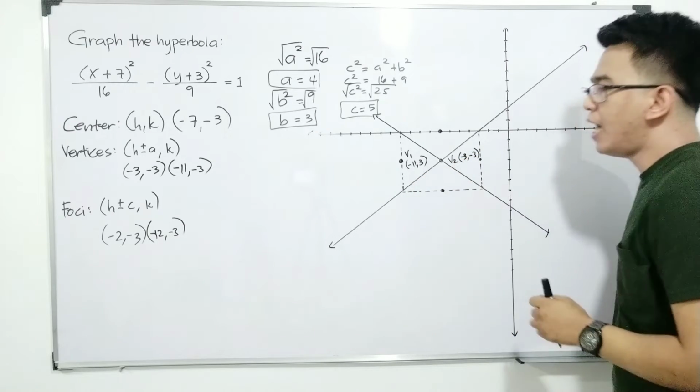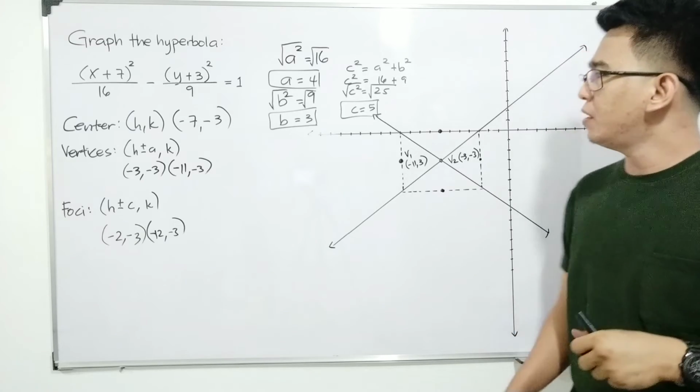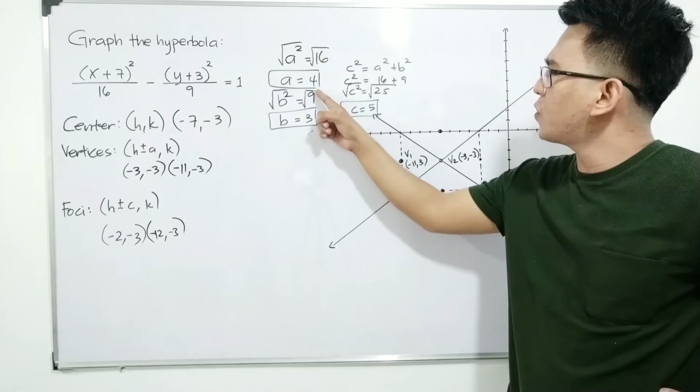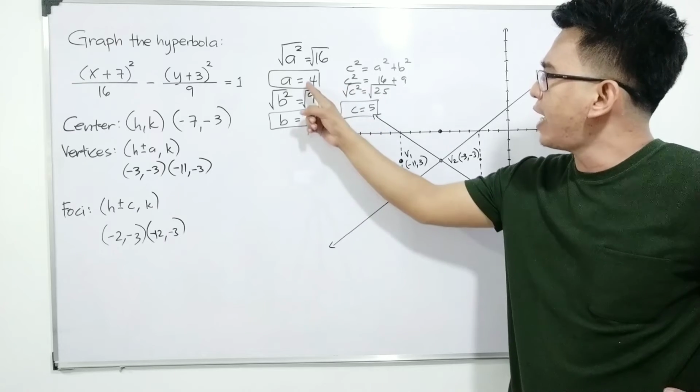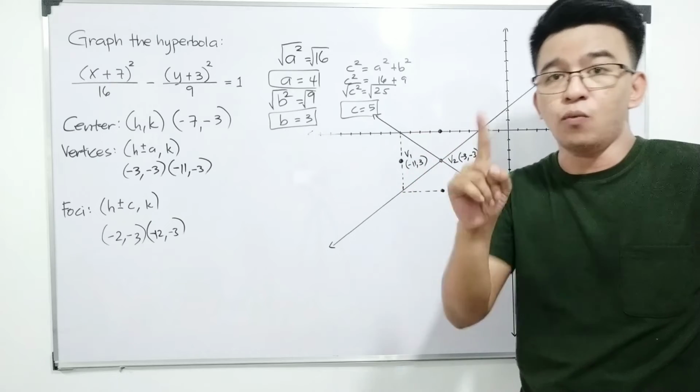Ito na mismo yun. Ang next step na lang natin ay ating focus. May shortcut tayong ginagawa dito. Kung mapapansin ninyo, yung ating A is 4, yung ating C is 5. So, ang lamang lang ng ating C is 1 unit.